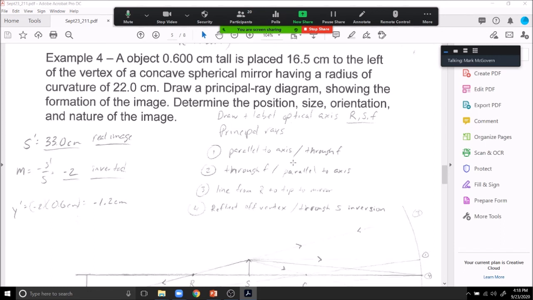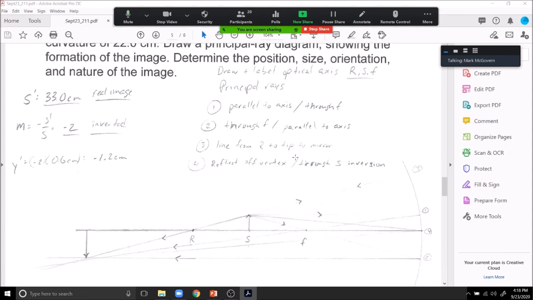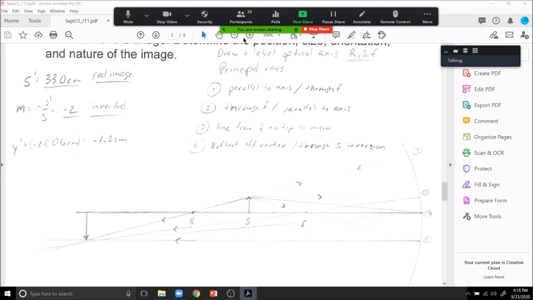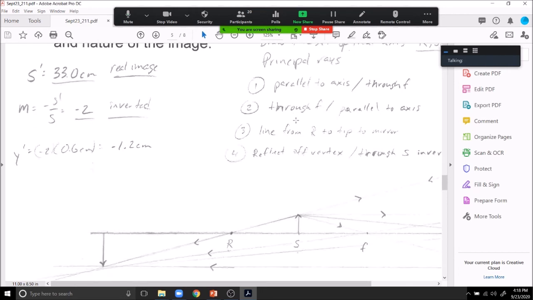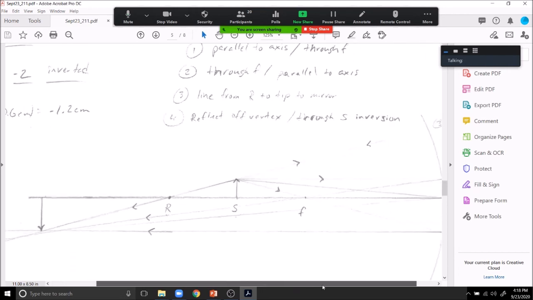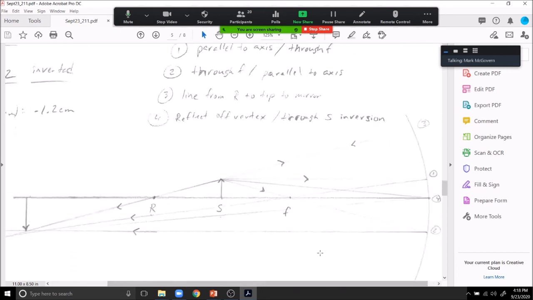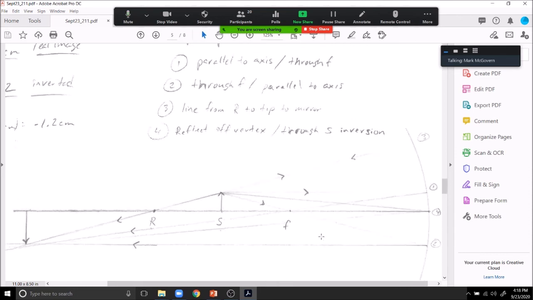All right, so I have already done that here. Let me zoom in a little bit because it's a little faint. Now I tried to draw this out as much to scale as I possibly can. So the object distance, which is at 16.5, is to scale to the radius of curvature here. And then I drew the focal length, which is half that. So I got my rays here.